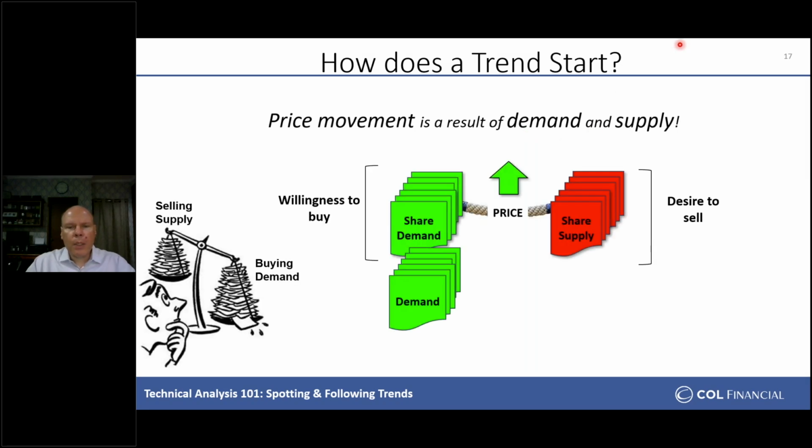Now, we want to be able to understand why prices move. The underlying reason why share prices move up is really because there is a huge amount of demand coming in and not so much selling or share supply coming out. And it's because of that that prices tend to be able to lift. If the willingness to buy outweighs the desire to sell, then prices will move higher.